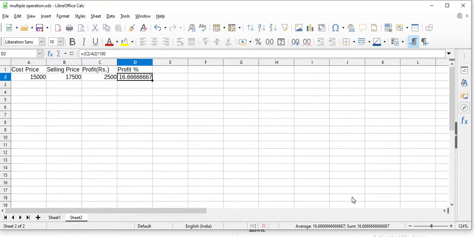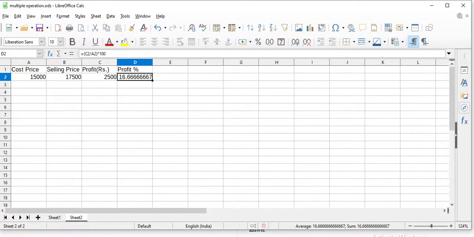You can find out interest also. For example, if you want to have 5,000 interest, how much amount should you invest? All this banking work you can also do nicely by using goal seek.